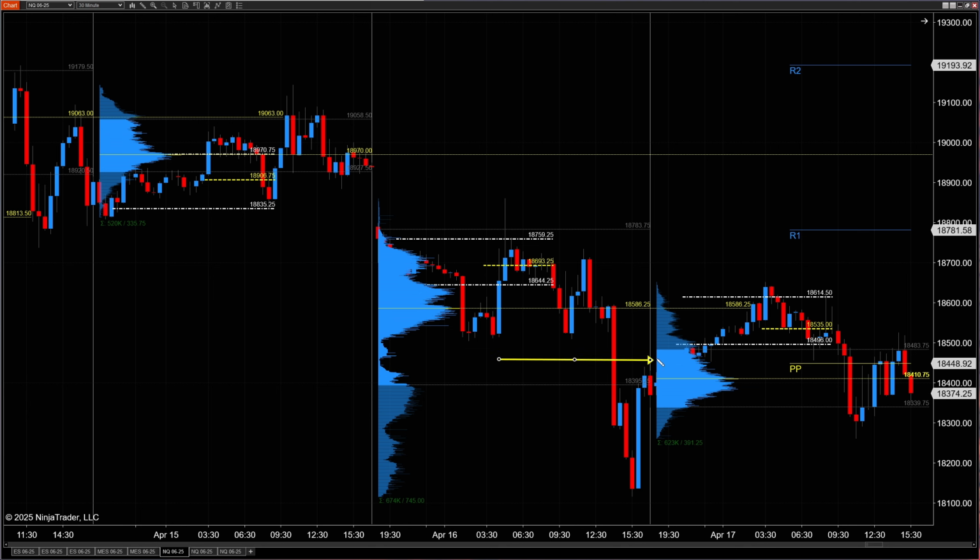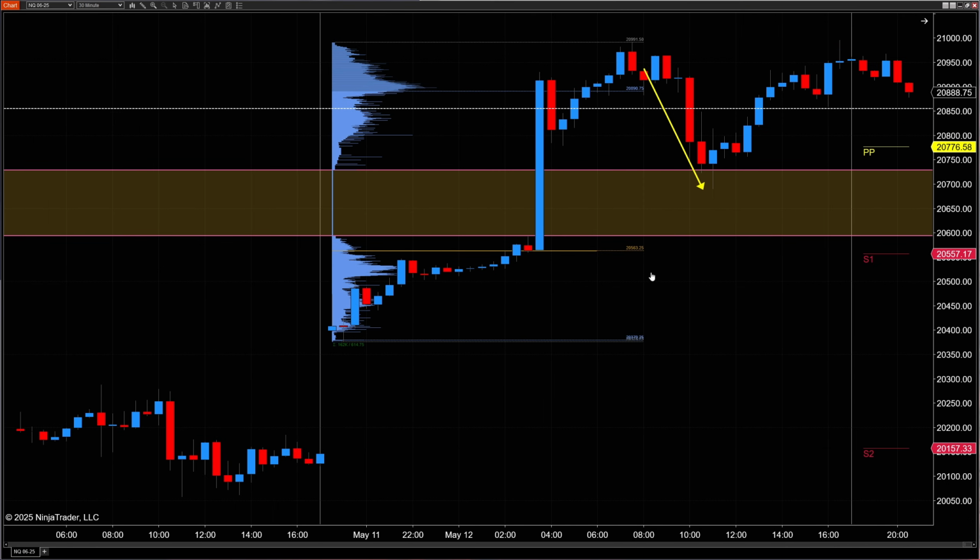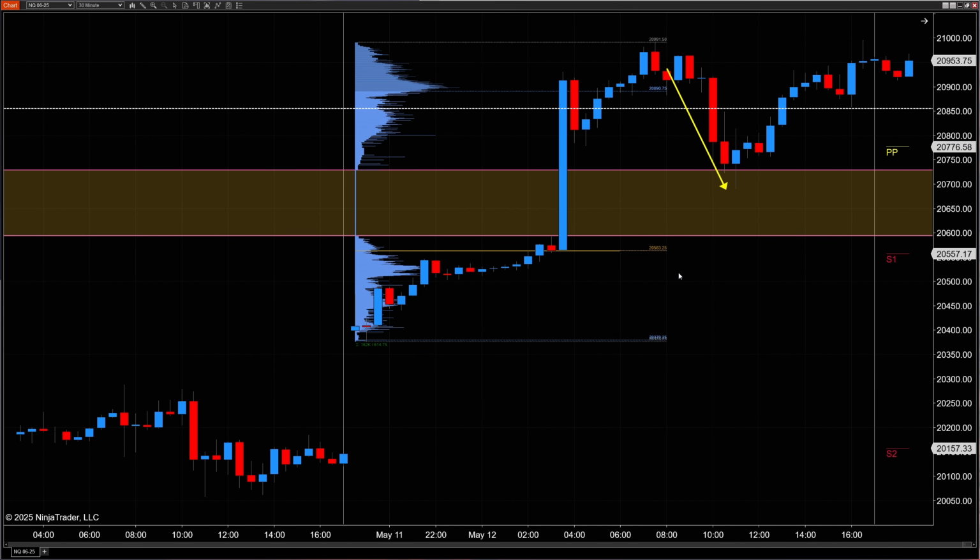Then if we look at the following day, look how much volume was built out all along this area of the profile. If we could take this profile and slide it to the left, you can see that we basically built out this entire profile. So that's what I think is going to be in store on the following day. However, we do have CPI coming out on Tuesday, so we're going to see how that actually changes the markets.